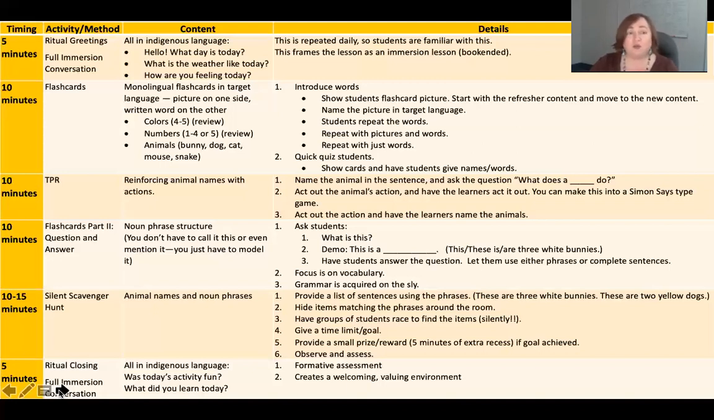And they can say no. And you can say, are these 2 white bunnies? And they can say yes. You can say, point to the picture with the 3 white bunnies, and the students can do that.